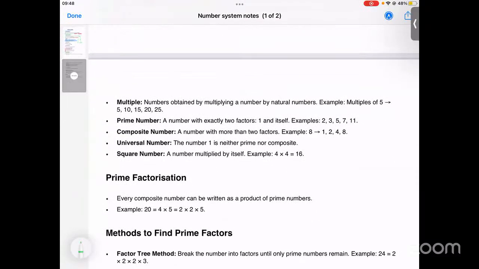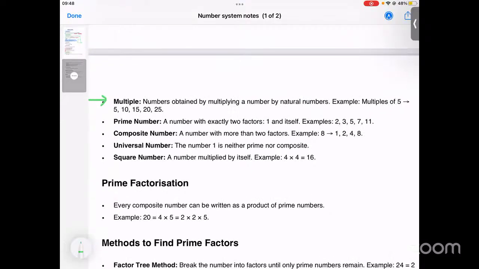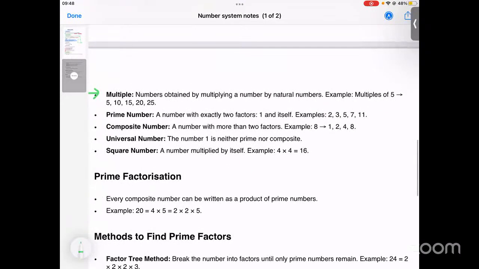Okay, so here we are now going to be looking at a multiple. What is a multiple? Multiples are the numbers obtained by multiplying a number by natural numbers. An example would be multiples of 5. So multiples of 5 are definitely 5, 10, 15, 20, and 25. I think this one is a straightforward definition and example.